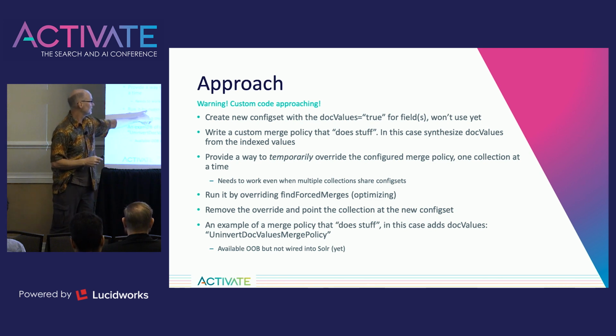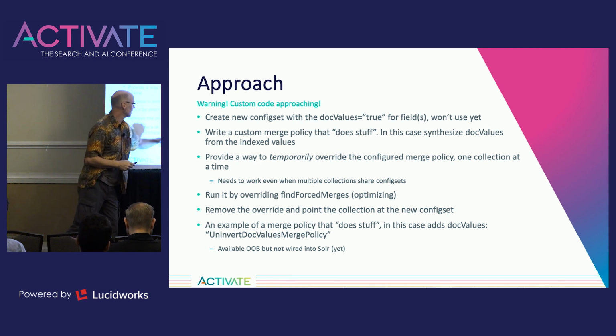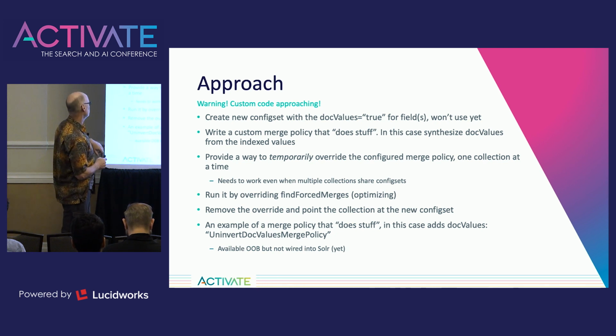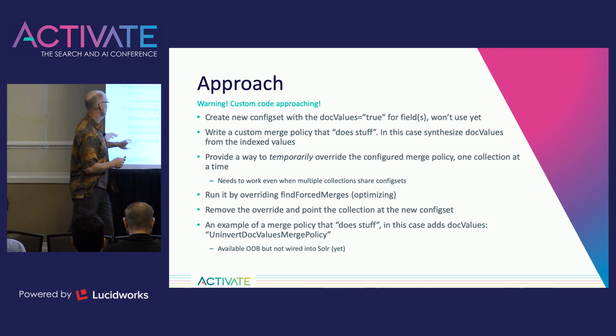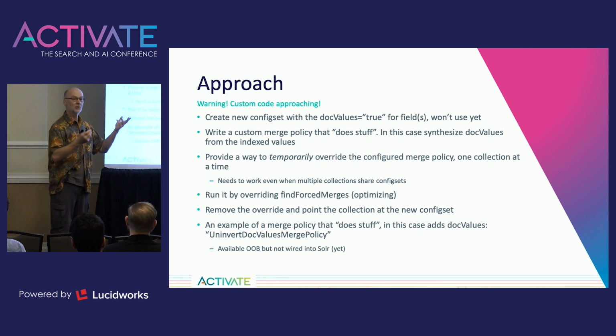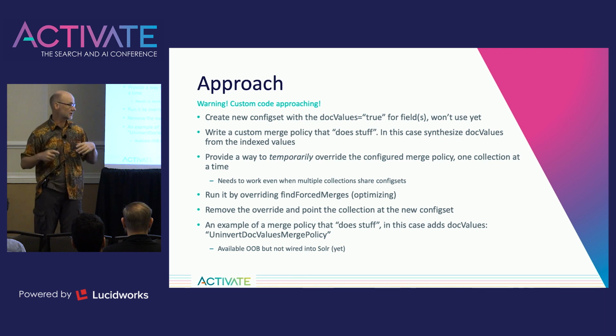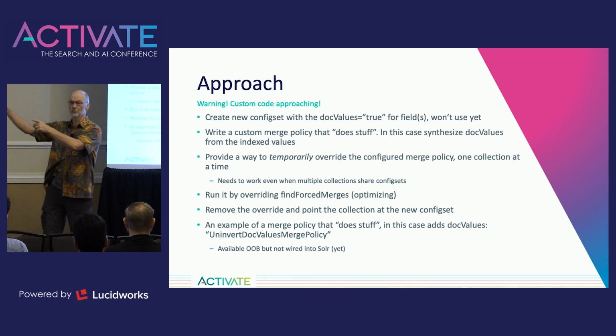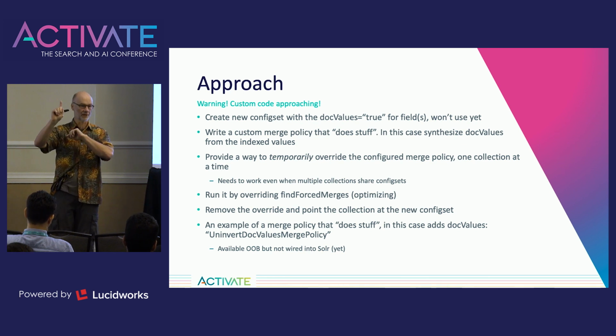We overrode the optimize process. At some point, remove the override. This is all done, so we ran the forced merge. Now we go and undo that property that we set that uses the very special config set. And I would also then point my collection at the one new config set you're using.